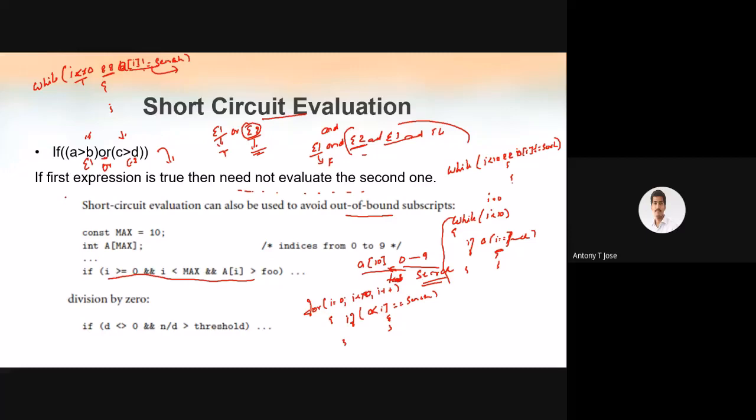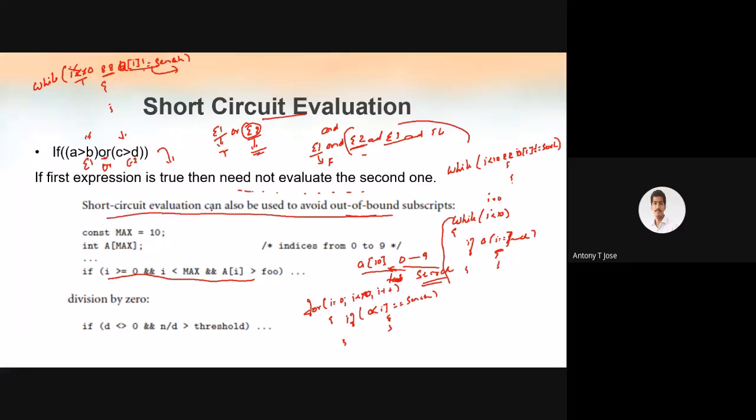If it is short circuit evaluation, what happens? It will check whether I less than 10. The condition is false, so it will stop there. It won't go to the next expression and evaluate. Clear? So this advantage of short circuit evaluation can be used in some places.